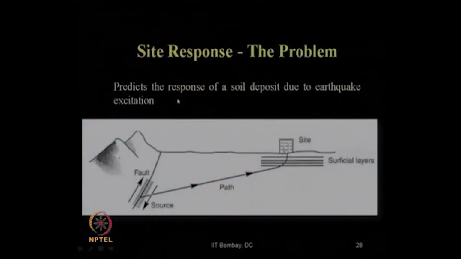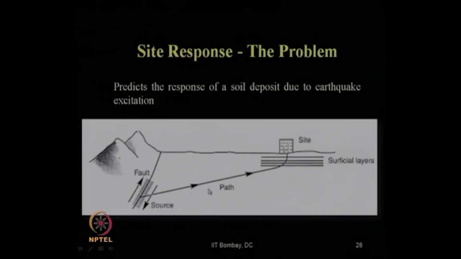So, the problem of site response analysis is nothing but to predict the response of a soil deposit due to earthquake excitation. So, when an earthquake occurs, what are the various steps? Let us see through this figure. Typically, there is a movement in the fault and energy gets released. That is the point we call the source of the earthquake. Then from the source, when the energy gets released, seismic waves get generated and they travel in all directions.